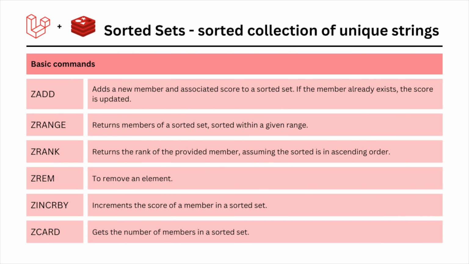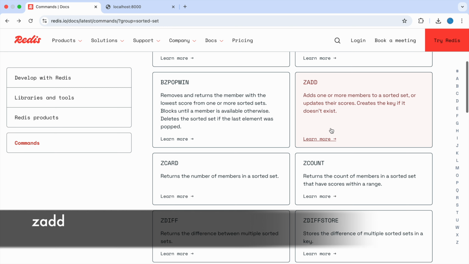Now let's see some basic commands. ZADD is used to add a new member into a sorted set. If the member already exists, the score is updated. ZRANGE you can use to get the members inside a given range. ZRANK is to get the rank of the provided member according to the scores. ZREM is to remove any element, ZINCRBY is to increment the score of a member, and then ZCOUNT is to get the number of members in a sorted set.